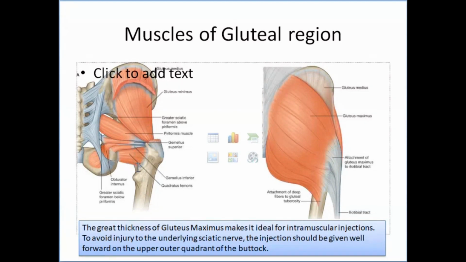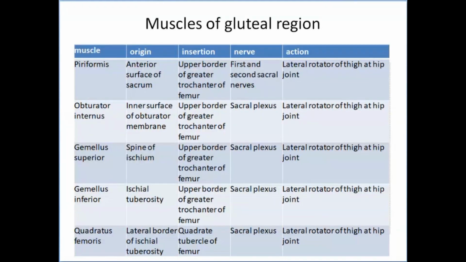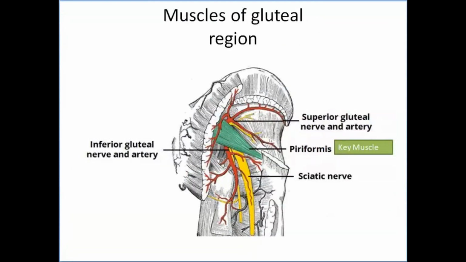If you can see, you will find that all the insertions are coming towards the greater trochanter. You can see the insertion of all these muscles is over the greater trochanter. What about the quadratus femoris? If you remember, in the first lecture we saw the intertrochanteric crest, and over the crest I told you there is a tubercle which is called quadrate tubercle. It will give insertion to the quadratus femoris. Now all these muscles will be supplied by the sacral plexus. And their action, already told you, is lateral rotation of the hip joint.